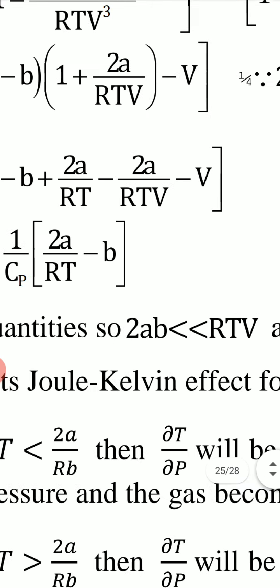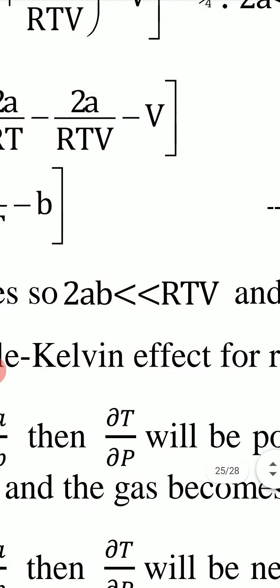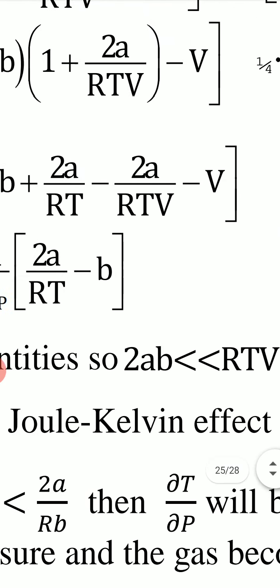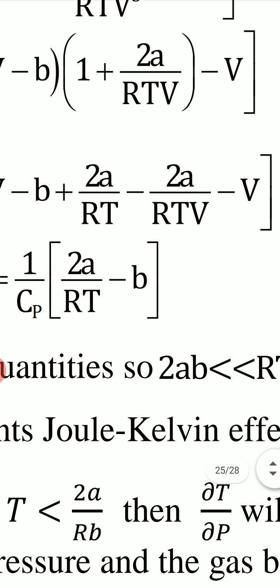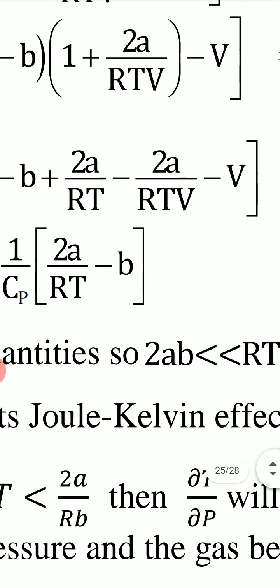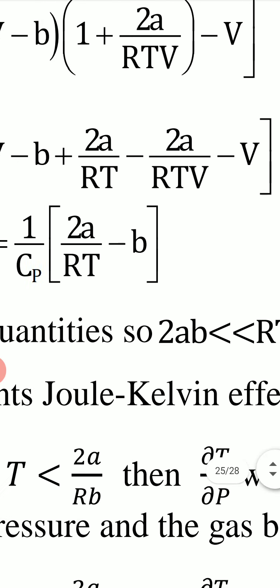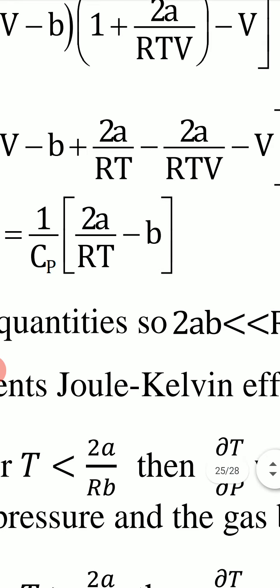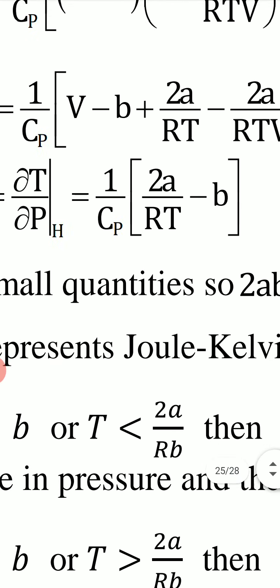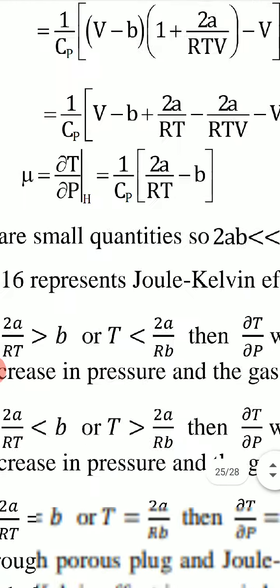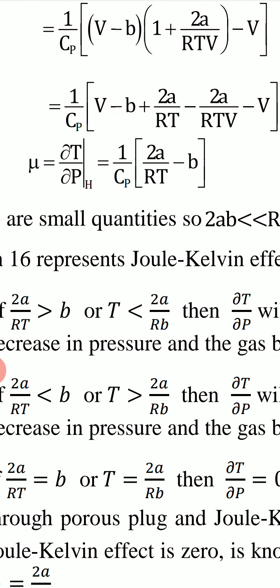Minus B is multiplied by 2A upon RTV, it will give minus 2AB upon RTV, and A and B both are small quantities, so this term we neglect. V is cancelled out as we have V and minus V, and the remaining term is 1 upon Cp into (2A upon RT minus B). So this is the expression for Joule Kelvin coefficient for real gas using van der Waals equation of state.